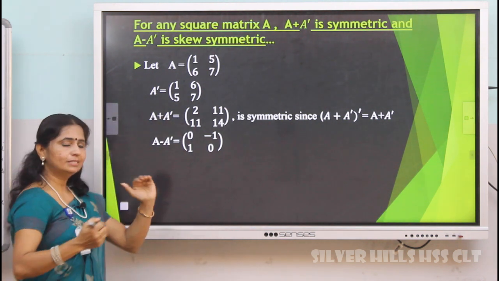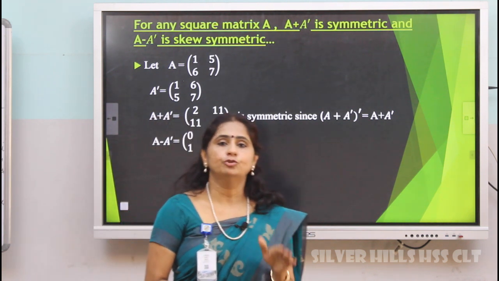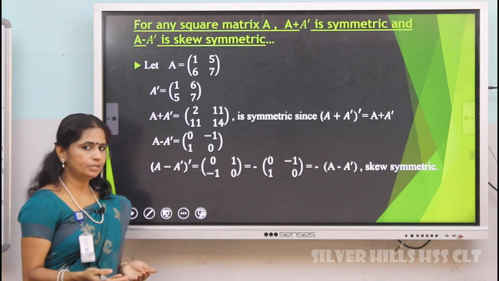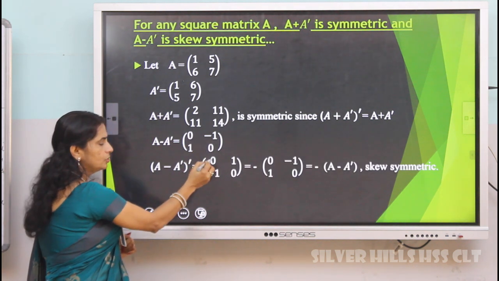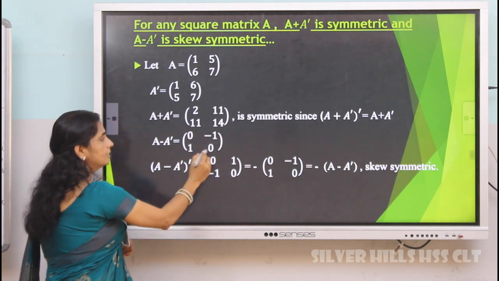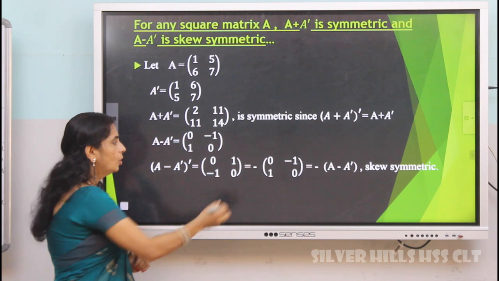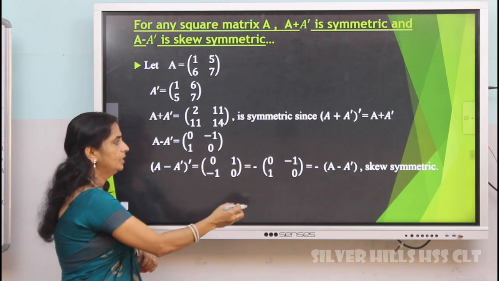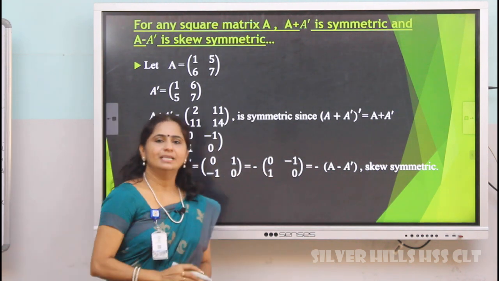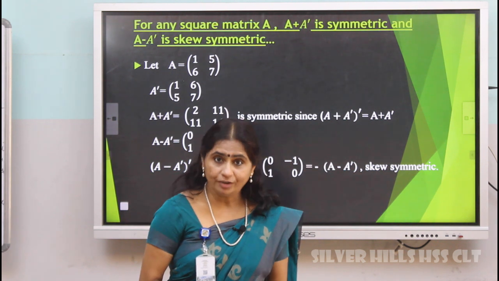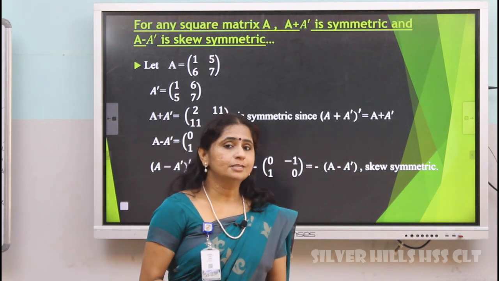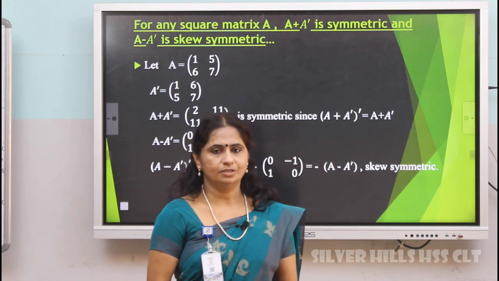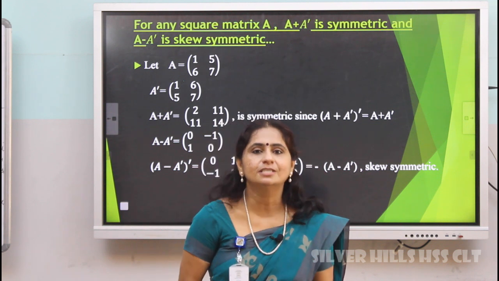So, in order to show that this is skew symmetric, we have to take its transpose. Therefore, the transpose of A minus A transpose will be: the first row becomes the first column, 0, minus 1, and the second row becomes the second column. Now when you take the minus sign out, we get 0, minus 1, 1, 0. That is equal to minus of A minus A transpose. Therefore, we have shown that the transpose of A minus A transpose is equal to minus of A minus A transpose. Therefore, A minus A transpose is skew symmetric.